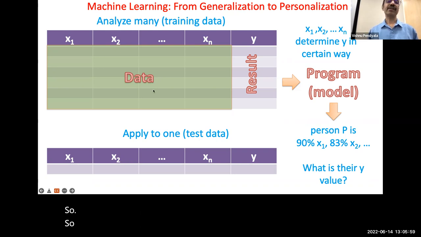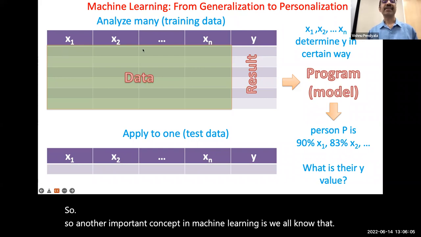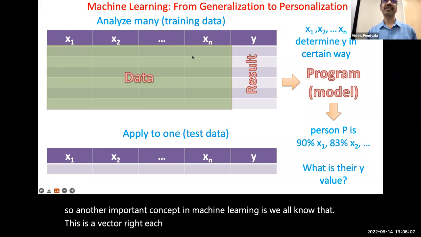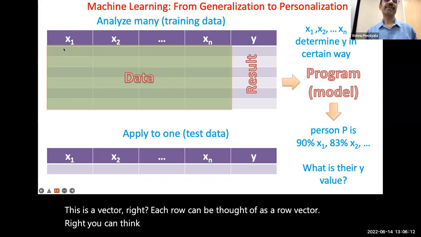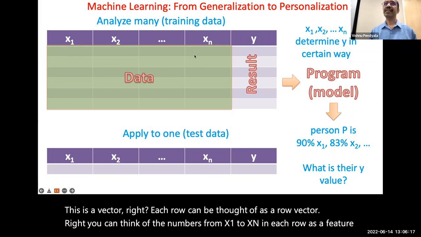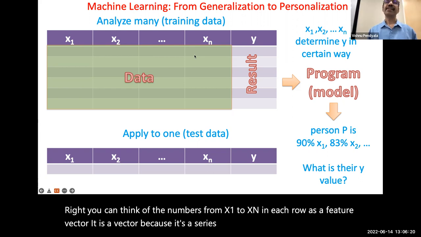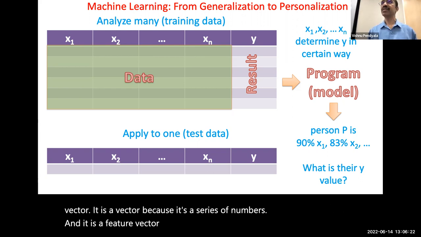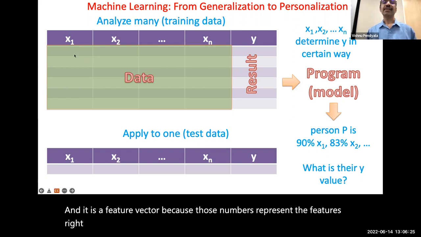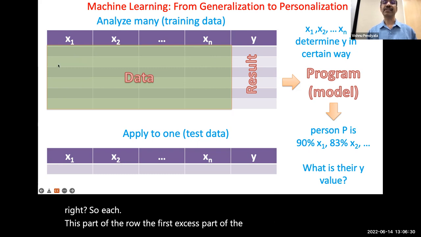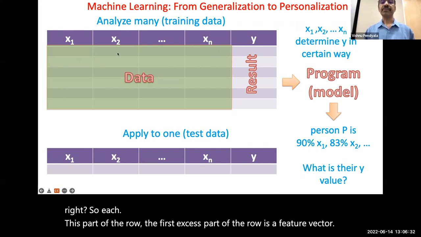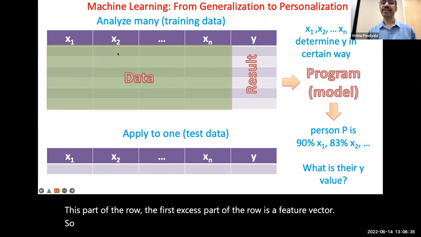So another important concept in machine learning is, we all know that this is a vector, right? Each row can be thought of as a row vector. You can think of the numbers from x1 to xn in each row as a feature vector. It is a vector because it's a series of numbers, and it is a feature vector because those numbers represent the features, right? So the first x's part of the row is a feature vector. That is the other way to look at it.